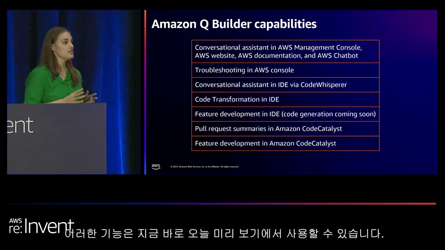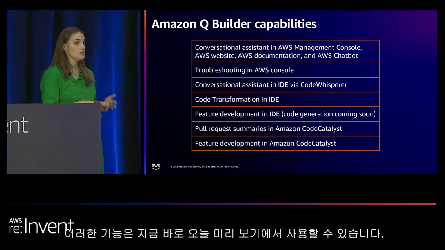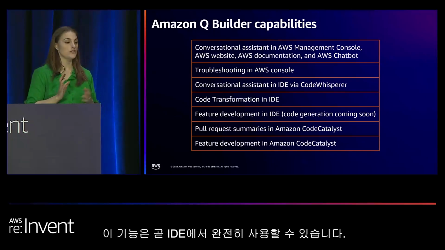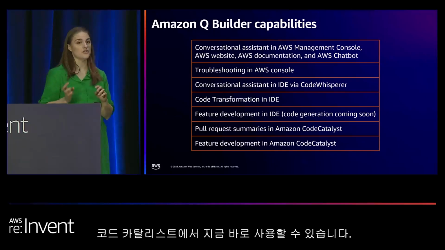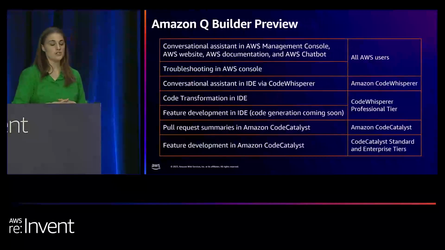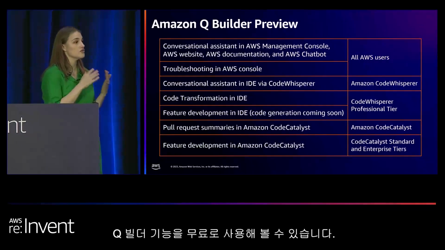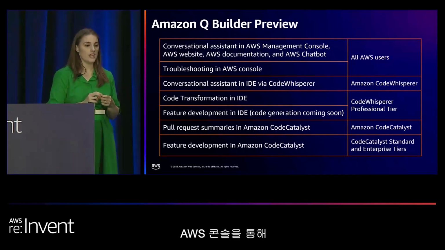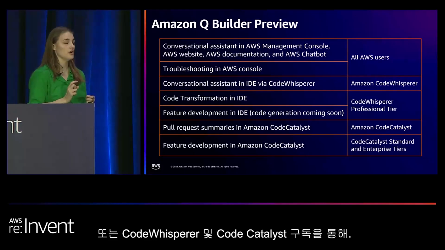And these capabilities are available in preview today, right now. And the feature capability will be fully available in the IDE soon and is fully available in Code Catalyst right now. So during the preview period, you can try out Q Builder capabilities for free through the AWS console or through your CodeWhisperer and Code Catalyst subscriptions.